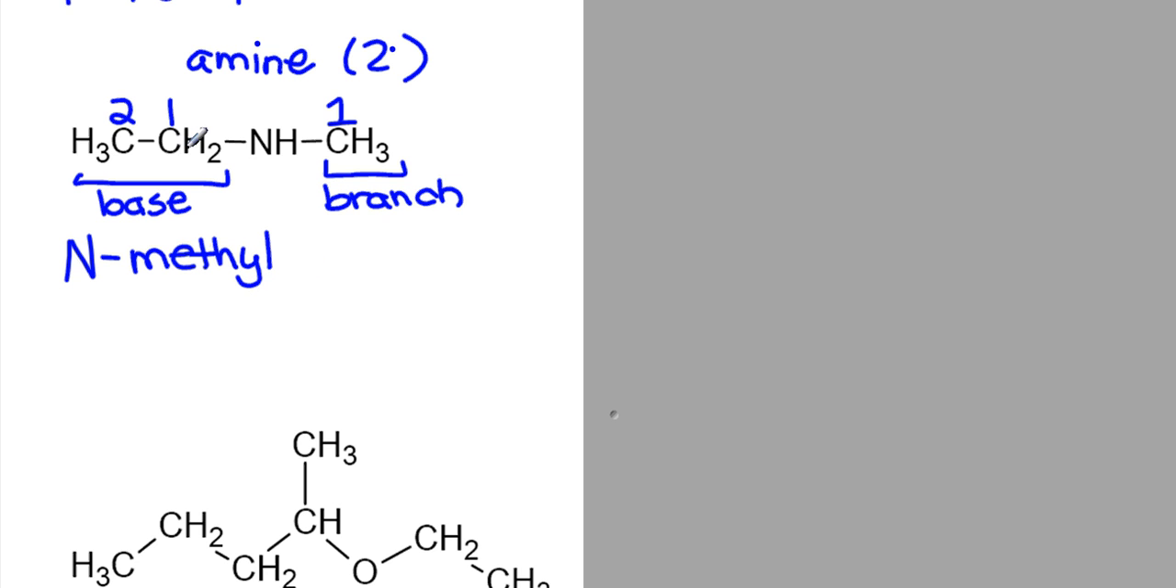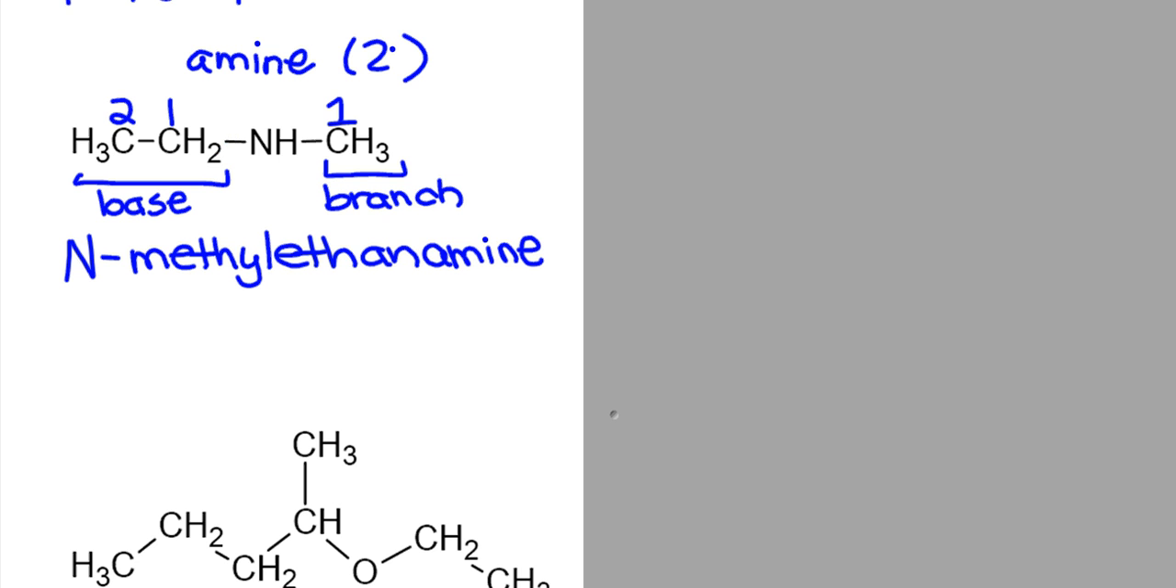We continue on. My base chain is 2 carbons long, ETH, AN for single bonds. And then I put on amine. You could have also put a -1 in here, right between the AN and the amine, because it's attached on number 1. But usually, like number 1, we leave that number out.